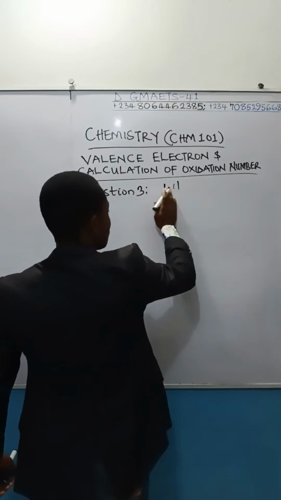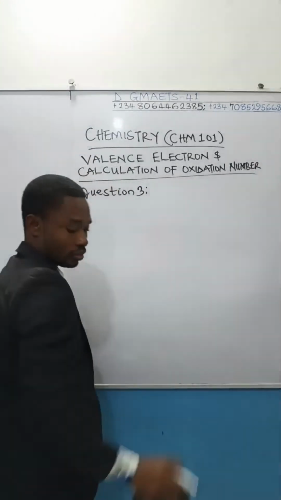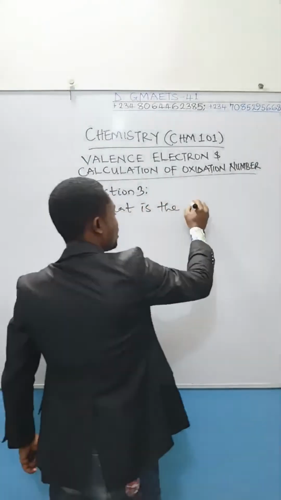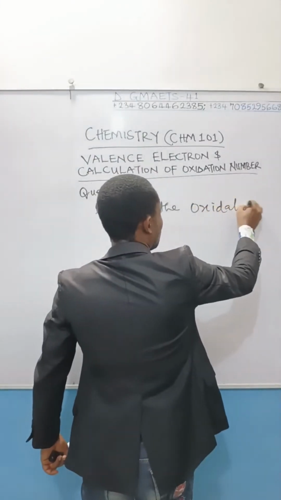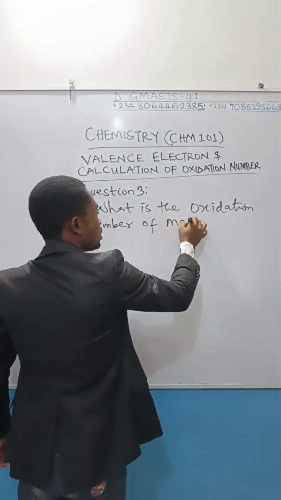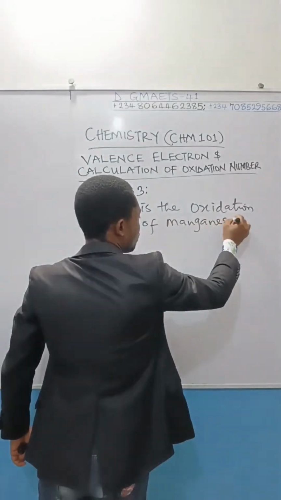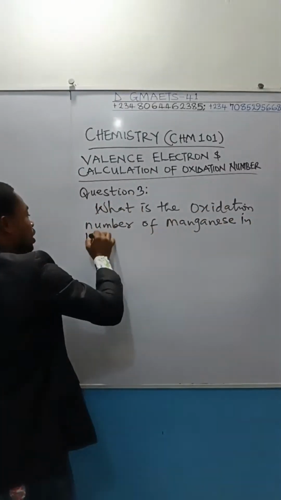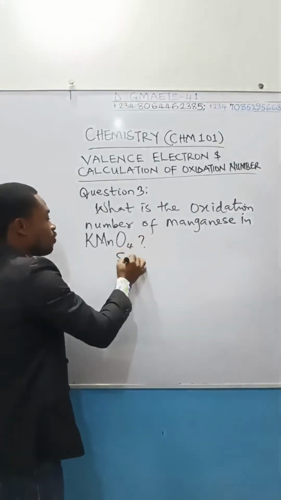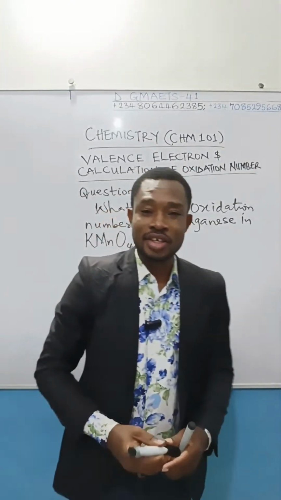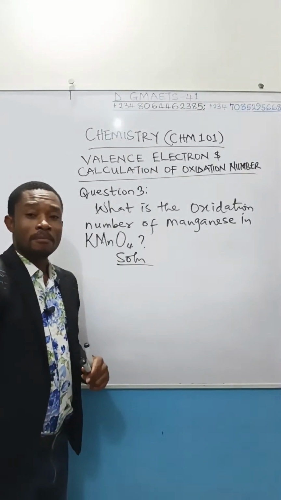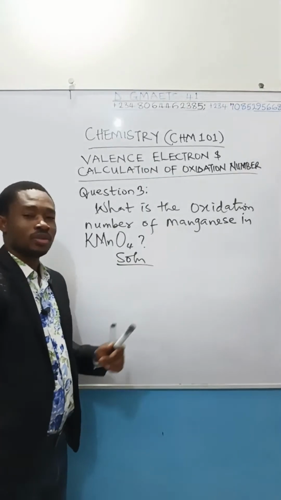Question number 3. What is the oxidation number of manganese in KMnO4? This compound, KMnO4, is a strong oxidizing agent. All right. What is the oxidation number of manganese in this compound?